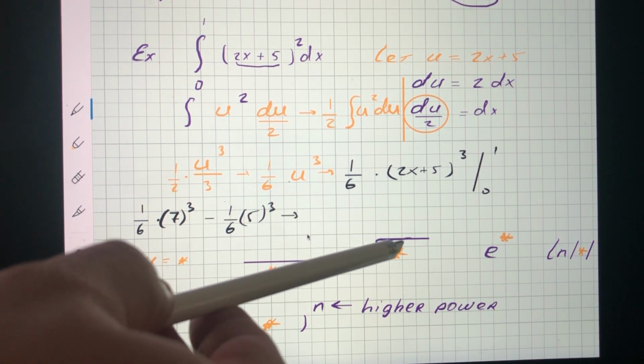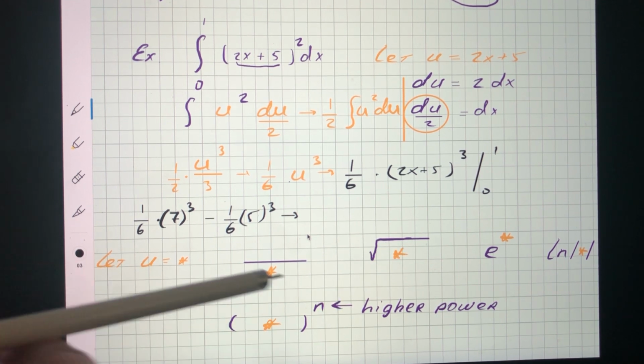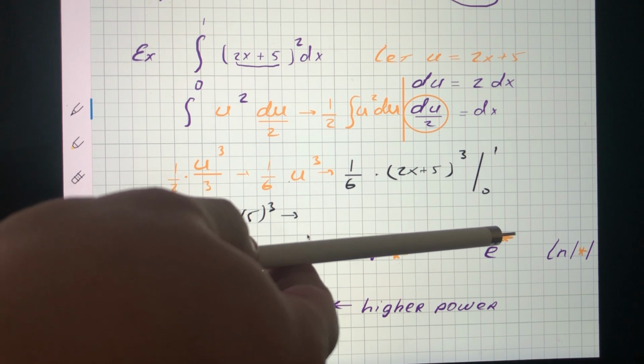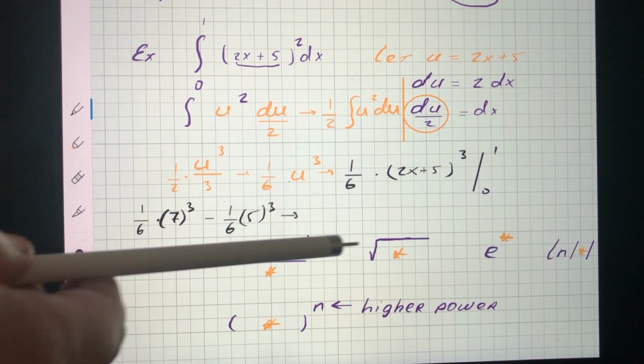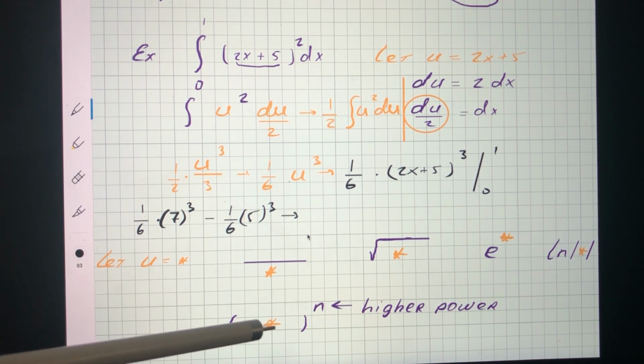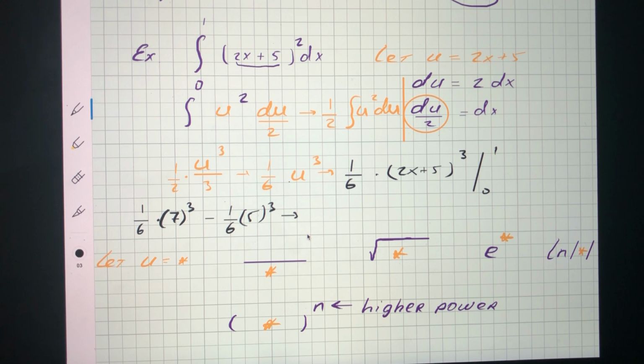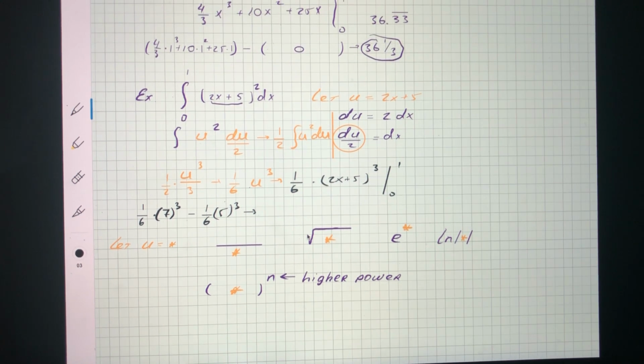If we have a square root, the inside of the square root is oftentimes made u. E to the power is oftentimes u, or the inside of a natural log. If we have multiple parentheses, the one with the higher power is called the u. The inside is going to be the u. And so these are just some general principles that might help in making the initial u.